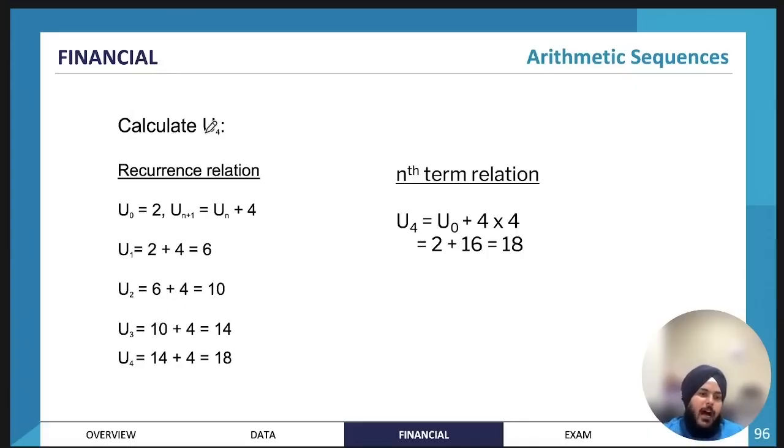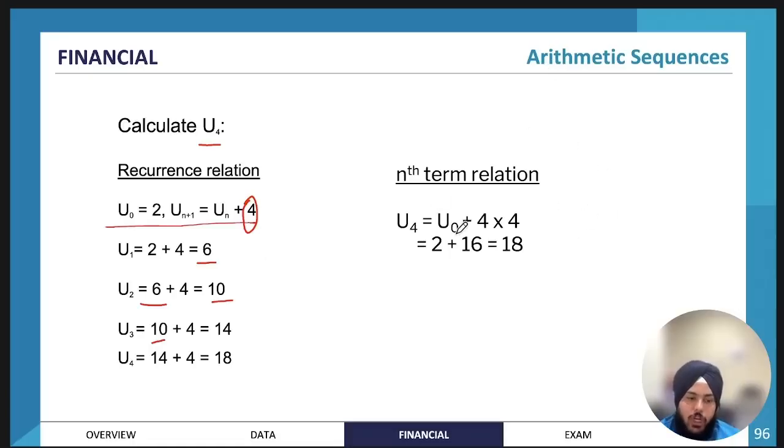For example, if we were asked to determine u4, and this was our equation, u0 is equal to 2, that's our initial condition. Un plus 1 is equal to un plus 4 is our recurrence relation, so our common difference here is 4. To determine u4, we would first need to determine u1, then u2, then u3, then u4, using the recurrence relation, where we use the value we get for u1 to determine u2, then the value we get for u2 to determine u3.